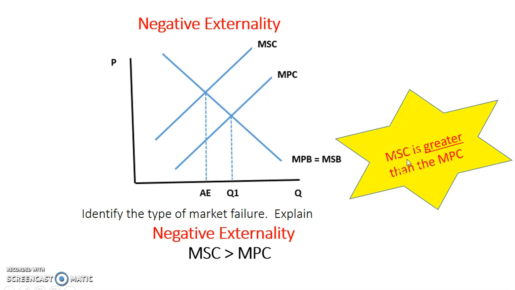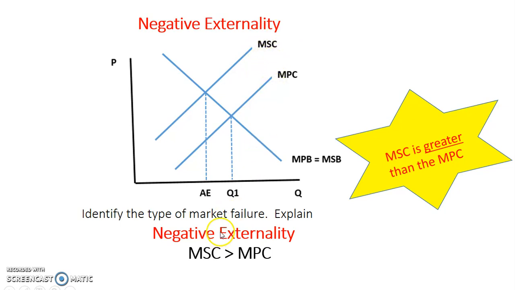You could also say that the MSC is above the MPC. That's another way to say it. What you cannot say is that the MPC shifts to the left for the MSC. It's not a shifting. These are just two different cost curves. One's taking into account the private costs. The other is taking into account the external costs that are placed.